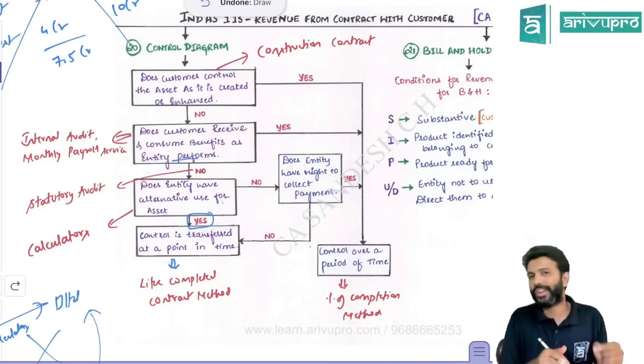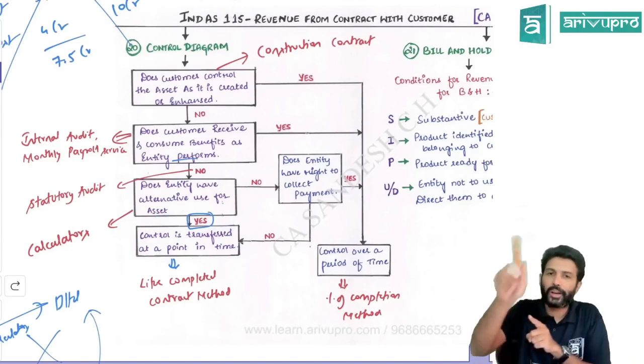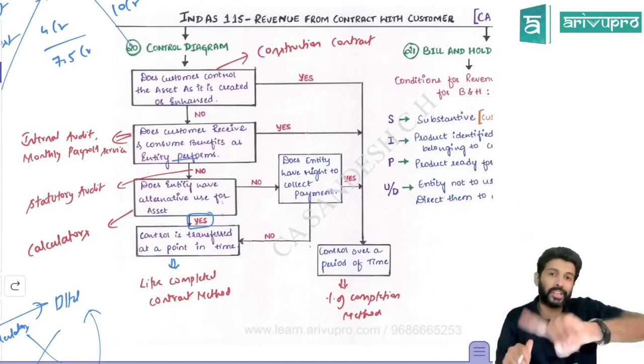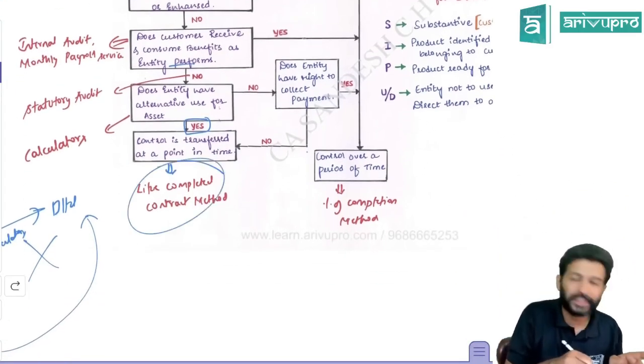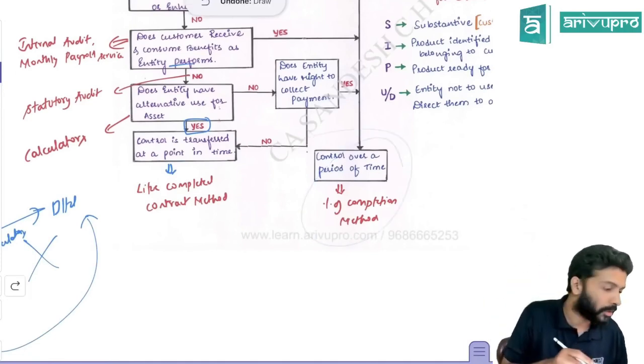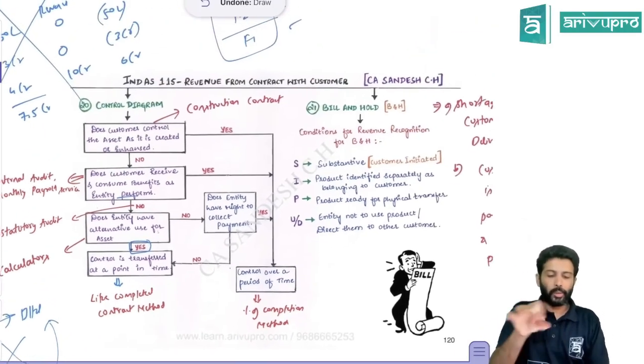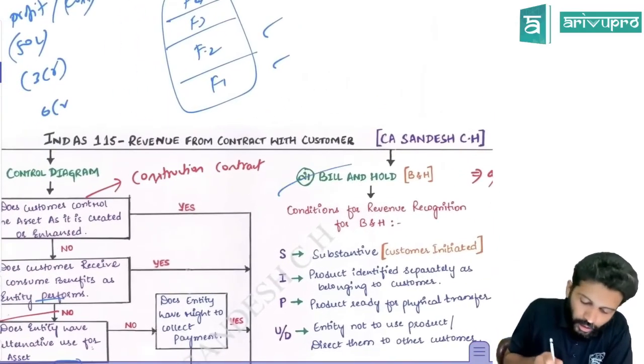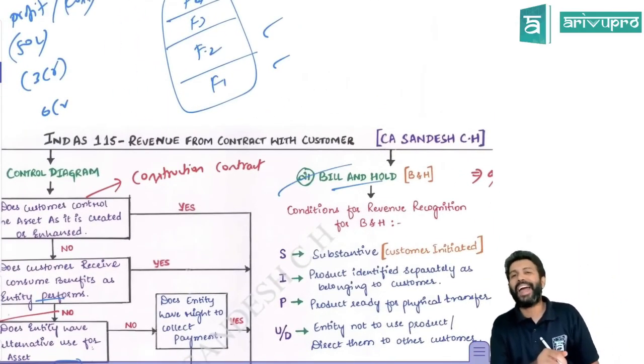If control is satisfied at a point in time, then you will recognize the revenue only when the performance obligation is fully satisfied, like the completed contract method. If the control is satisfied over a period of time, then you will apply the percentage of completion method. So that's all for the control diagram. The next one is the bill and hold arrangement.